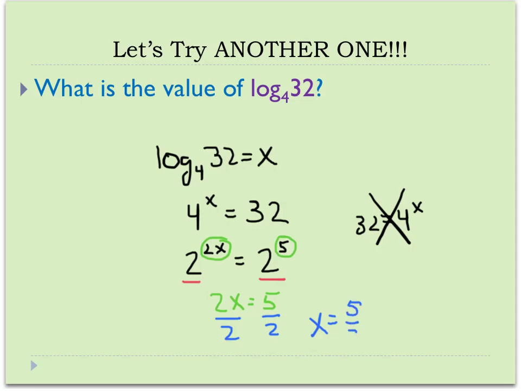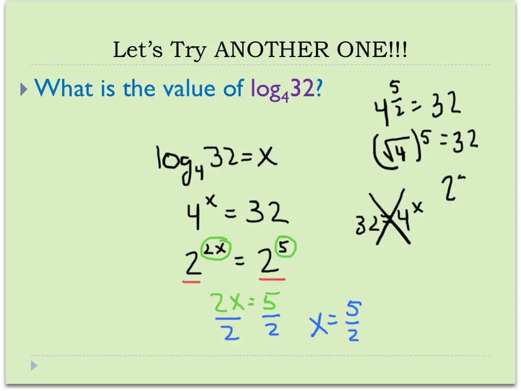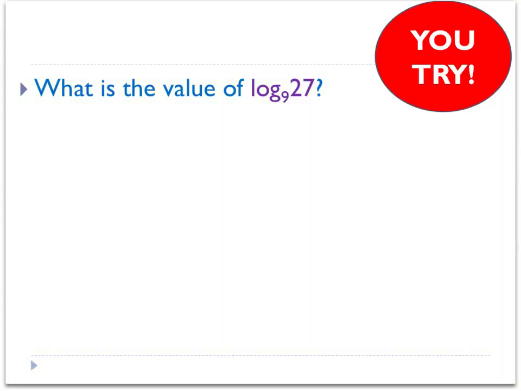So let's go ahead and check our work here. So we're saying 4 to the 5/2 power equals 32. Well, that's the same as saying the square root of 4 to the 5th power equals 32. Well, the square root of 4 is 2. So 2 to the 5th power, does that equal 32? Yes, it does. Your turn. Go ahead and try to evaluate log base 9 of 27.